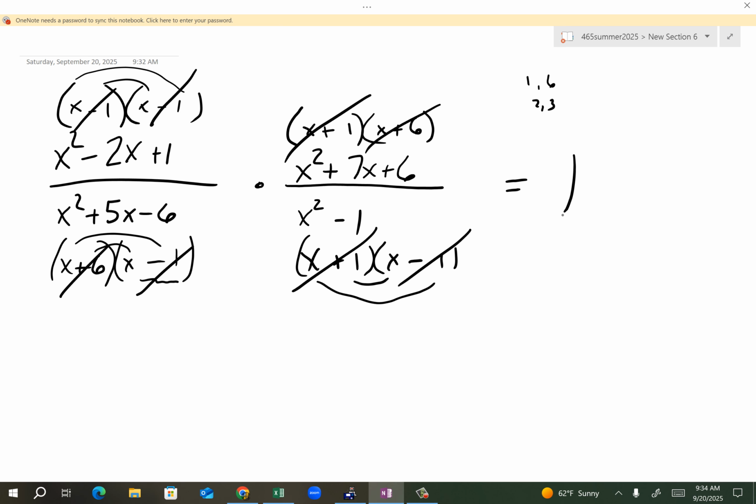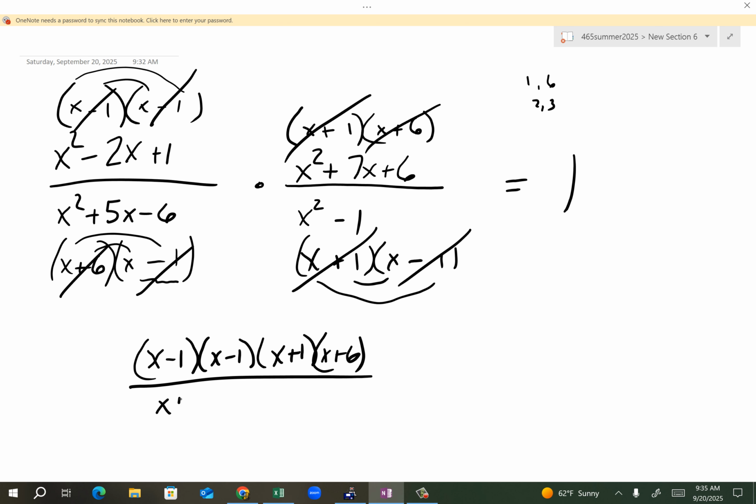What just happened? The answer is 1. If you think about this, it makes sense, because had we timesed this out all the way across the top, I would have got (x minus 1) times (x minus 1) times (x plus 1) times (x plus 6) over (x plus 6), (x minus 1), (x minus 1), (x plus 1). Everything's the same on the top and bottom.